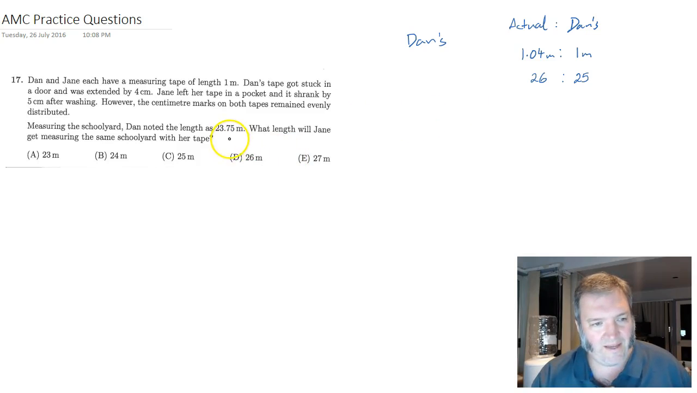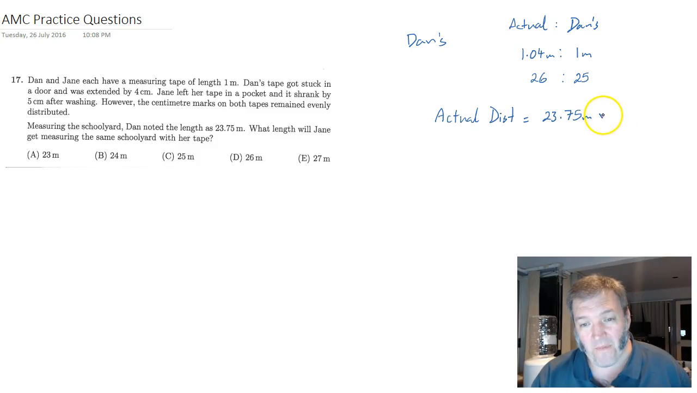So in this case, where we've got the distance of 23.75 metres, the actual distance that he measured, it's got to be longer than that, doesn't it? It's got to be 1/25 longer, so multiplied by 26 over 25. Alright, not so bad so far.